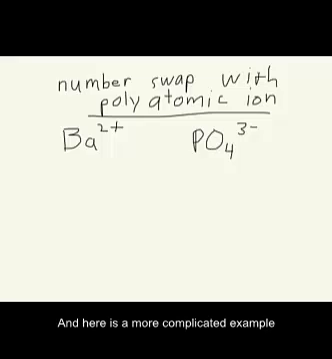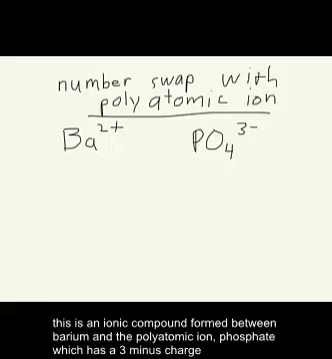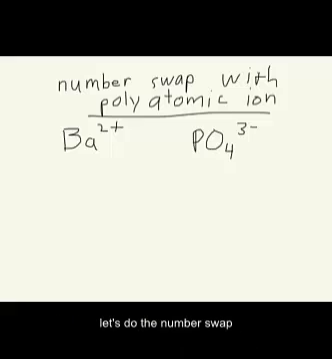Here is a more complicated example where we might actually have to do the number swap rule to find the formula. This is an ionic compound formed between barium and the polyatomic anion phosphate, which has a 3 minus charge. So here, let's do the number swap.